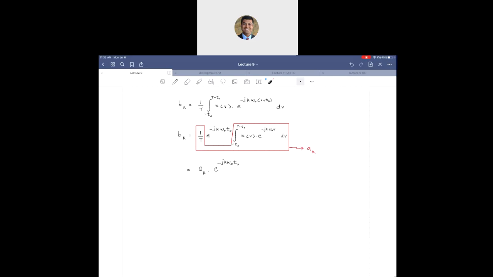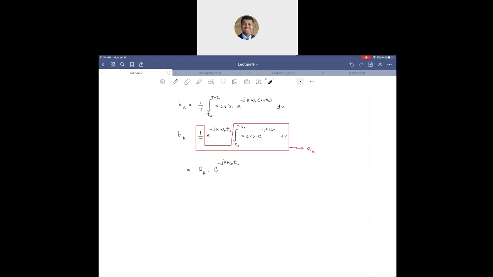And next we note that e to the negative j k omega naught t naught is independent of v, so I can pull that out of the integral. So outside the integral I have 1 over T e to the minus j k omega naught t naught, and inside the integral I have everything that has a v in it, x of v e to the minus j k omega naught v. So that red box is a sub k.